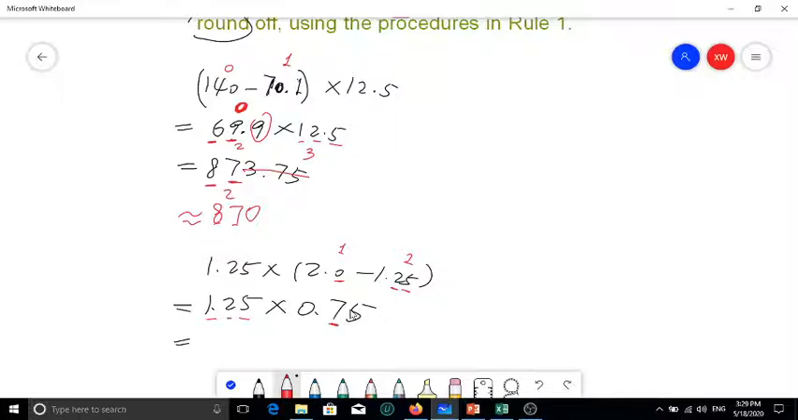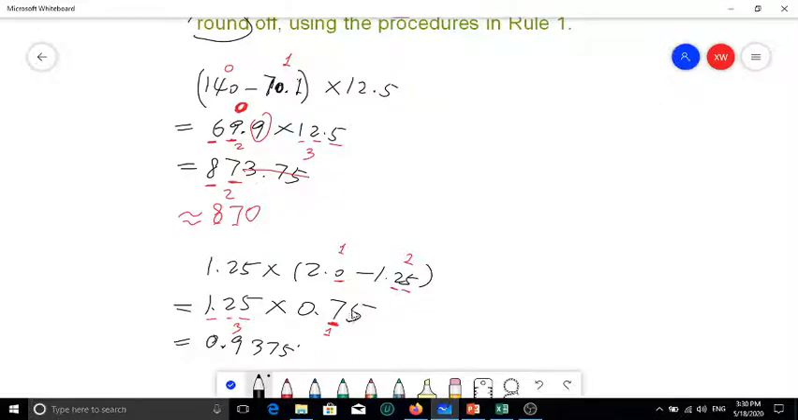We need to keep all the digits, but in the meantime, you need to remember that 5 is not a valid digit there. You need to keep it in the calculation, but when you count the sig figs of the 0.75, you should only count 0.7, which has 1 sig fig. Of course, 1.25 has 3 sig figs. So the answer coming out from the calculator of this multiplication is 0.9375.